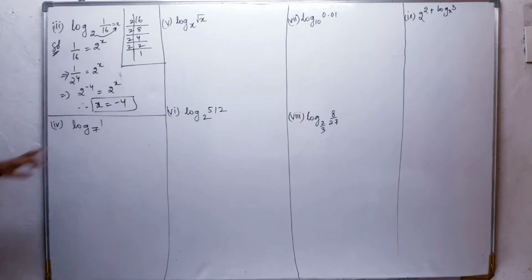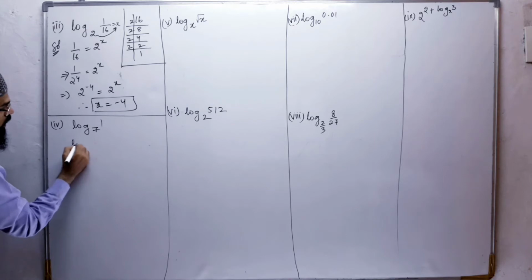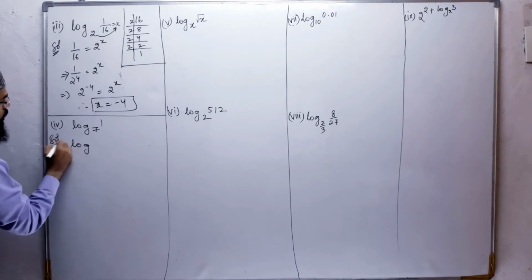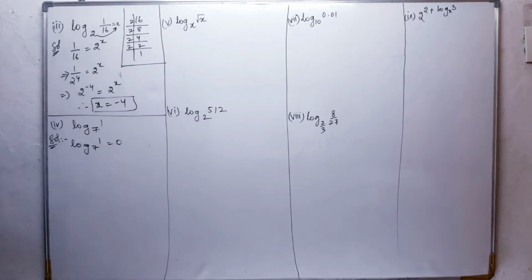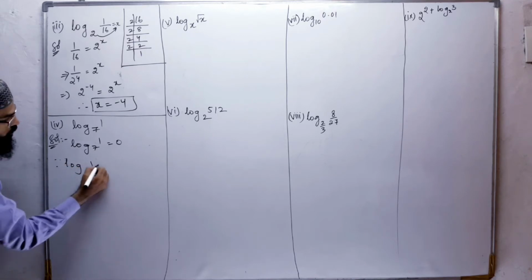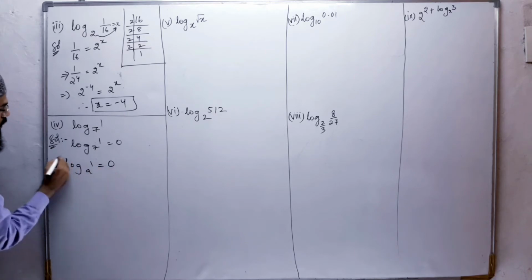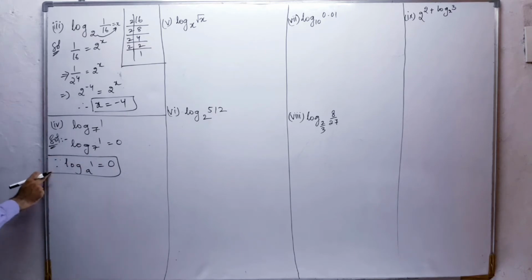Next is log 1 base 7. So for log 1, for any base, we have to write 0. So the answer is log 1 base 7 is equal to 0. Since it is a formula, log 1 for any base is 0. With this formula, we are able to write 0.